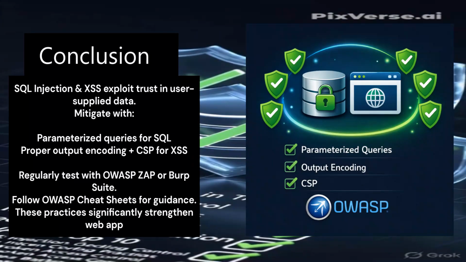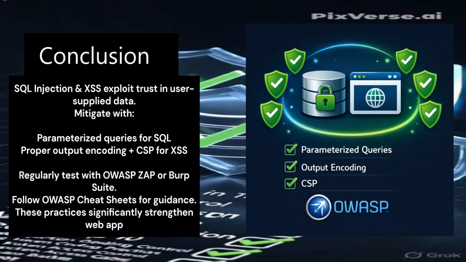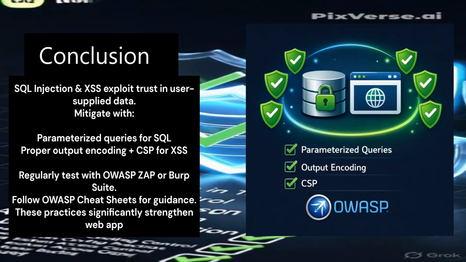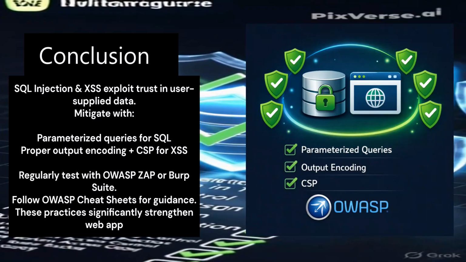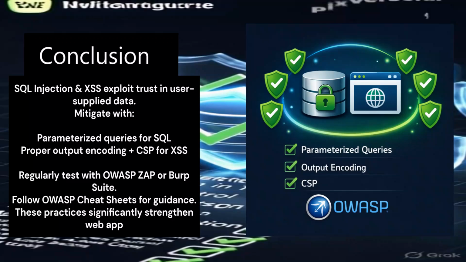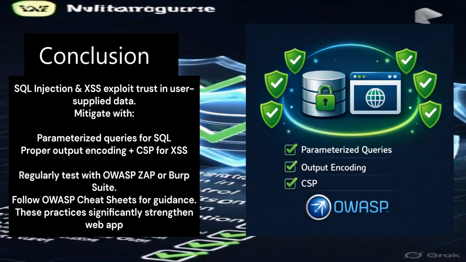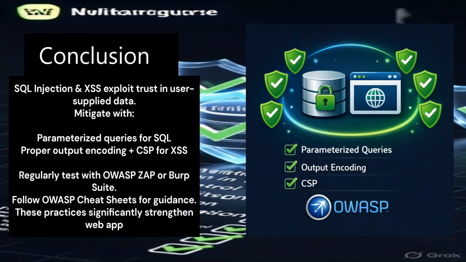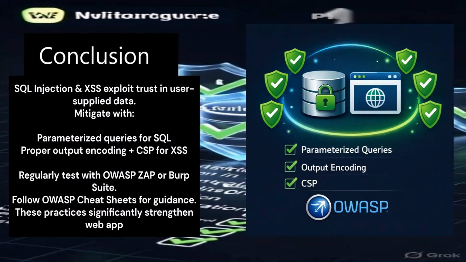SQL injection and XSS exploit trust in user-supplied data. By using parameterized queries for SQL and proper output encoding plus CSP for XSS, developers can effectively mitigate these risks. Regularly test applications with tools like OWASP ZAP or Burp Suite, and follow OWASP cheat sheets for detailed guidance. Implementing these practices significantly strengthens web application security.